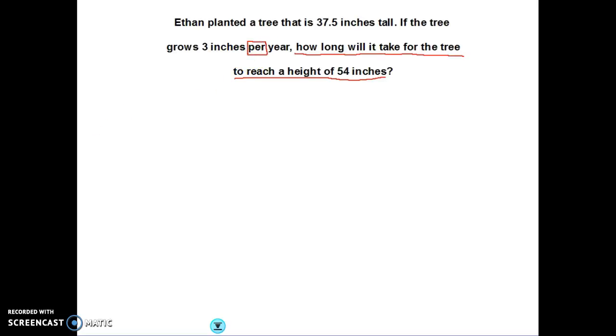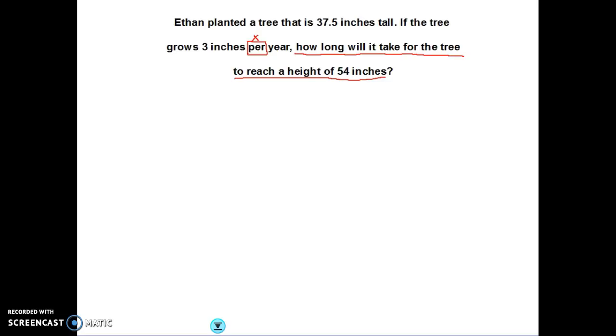How long will it take for the tree to reach a height of 54 inches. I really only see one math term here, that word per, and what it means is times. So I'm going to go ahead and put a little multiplication symbol above that per. Now we'll go ahead and move on to step 4, which is to cross out any unimportant information.